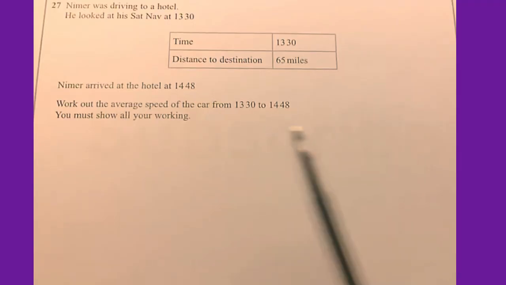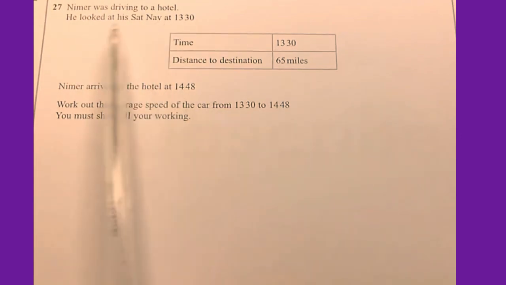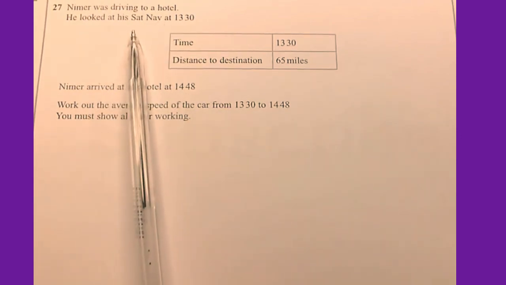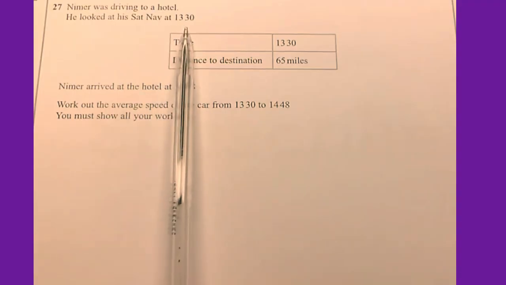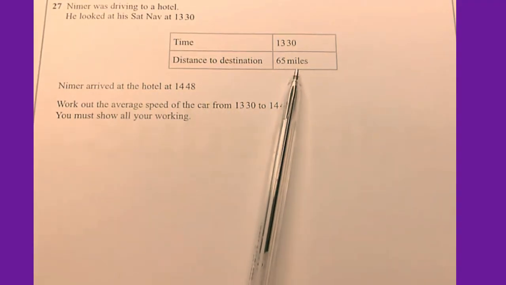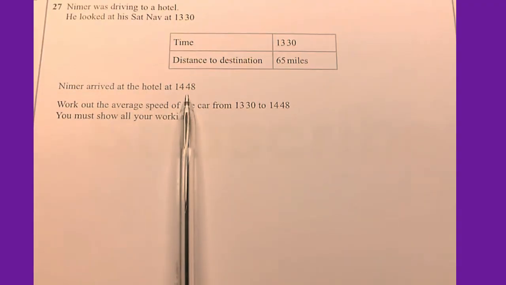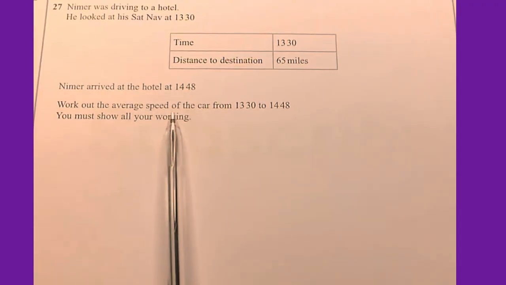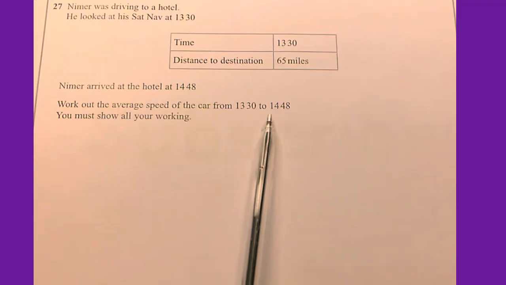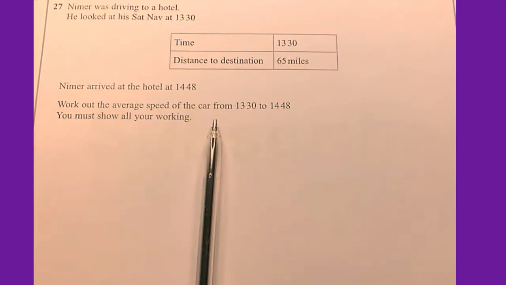Okay, let me read the information. Nimer was driving to a hotel. He looked at his sat-nav at 13:30. So time, 13:30. Distance to destination is 65 miles. Nimer arrived at the hotel at 14:48. Work out the average speed of the car from 13:30 to 14:48. You must show all your working.